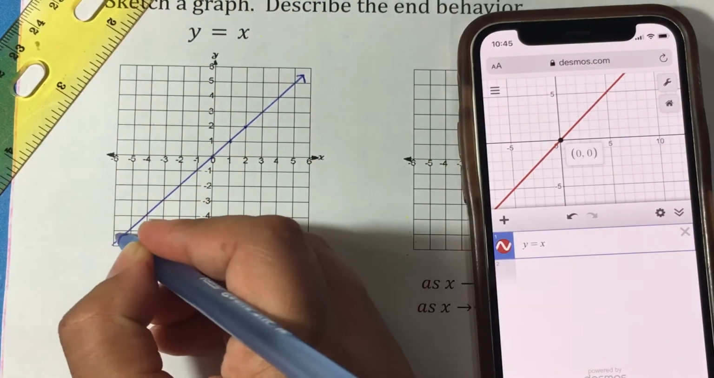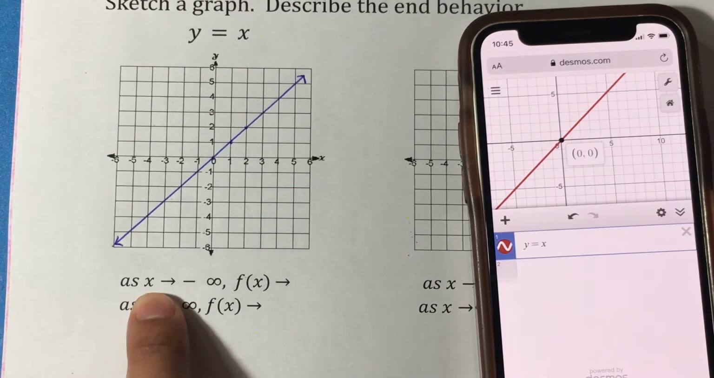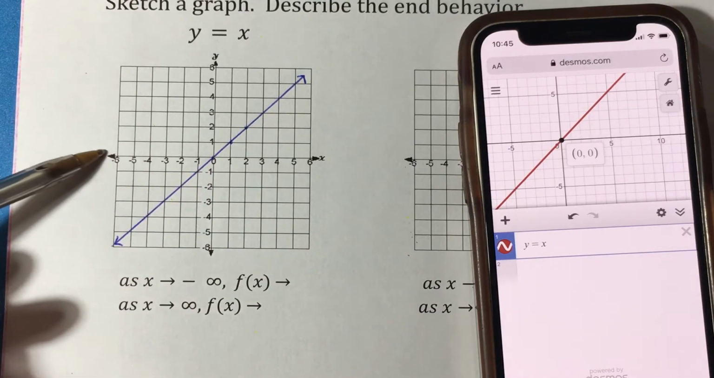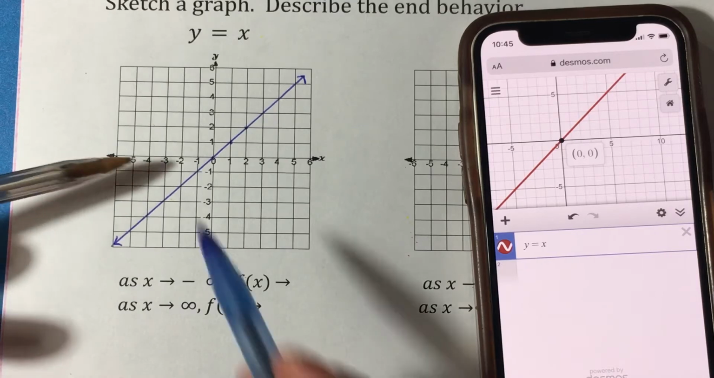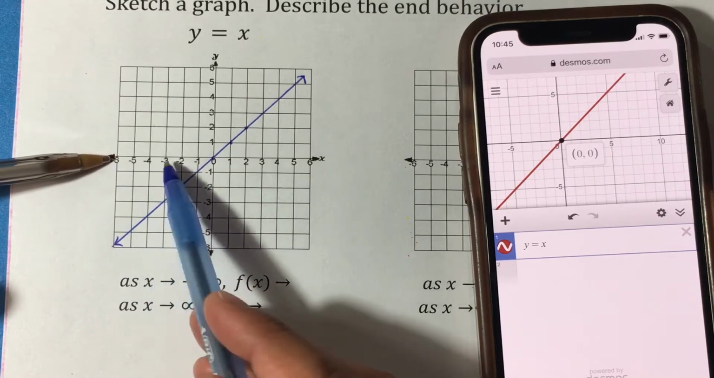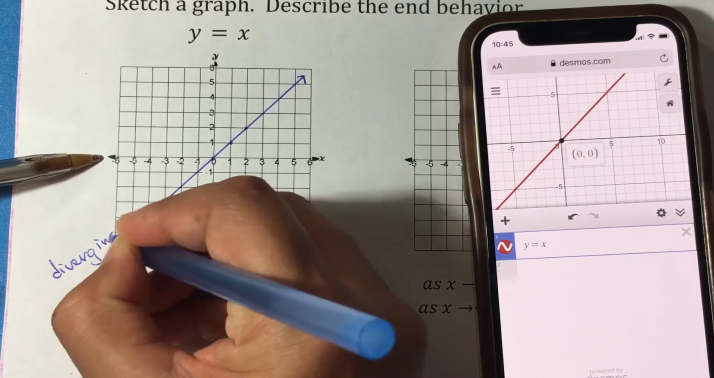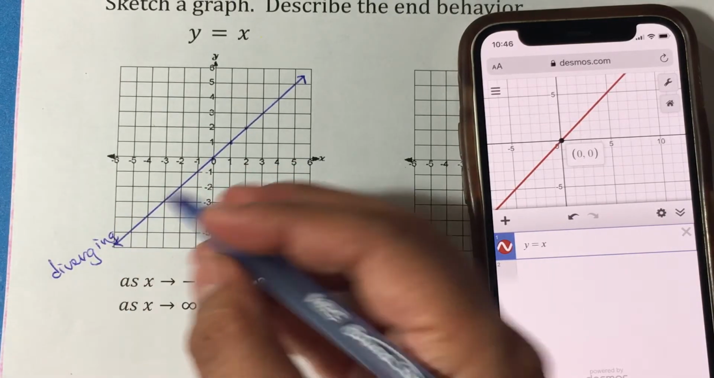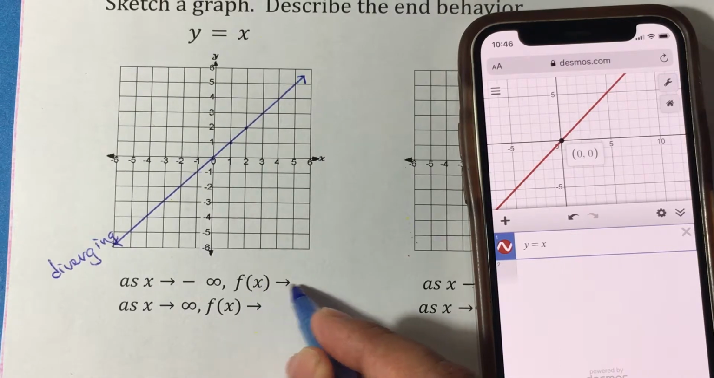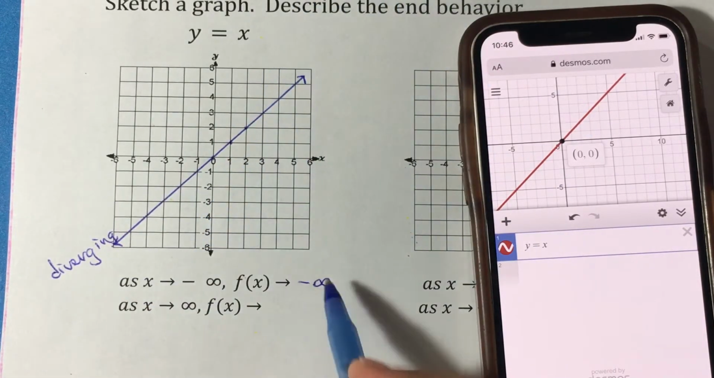And it goes infinitely in both directions. For the end behavior, we're going to say, as x approaches negative infinity, meaning these numbers are going into negative infinity, what's happening to the graph? It's diverging, going away from the x-axis, and it's pointing towards the negatives. So we say f of x, meaning the values of y, approach negative infinity. It's pointing down, so negative infinity.